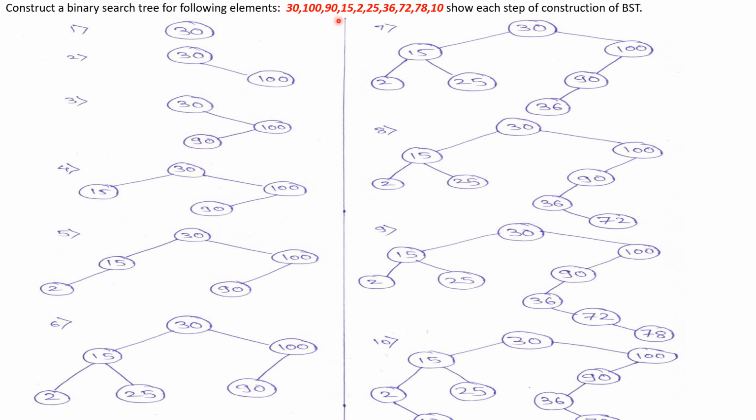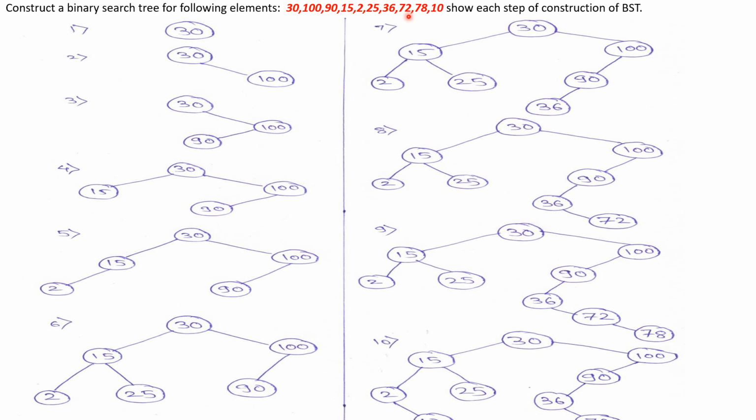Then again 15. 15 is less than 30. That's why it is on the left side of the main root. Then 2. 2 is less than 15. Okay, that's why it will be put here. Then 25. 25 is greater than 15 and less than 30. That's why it is the right side of the subtree. Then 36. 36 is greater than 30 and less than 90. So it will be put here.